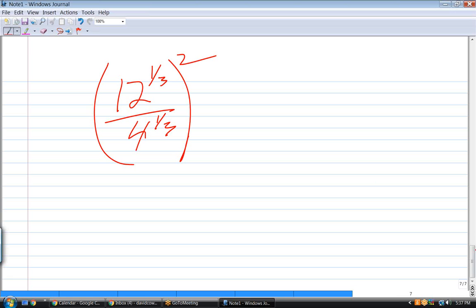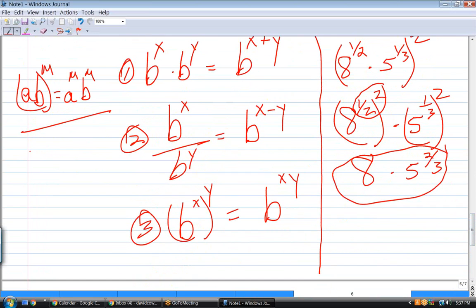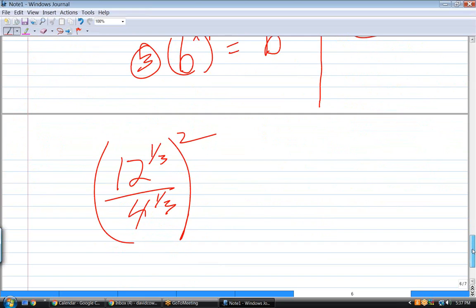And again, if we look back at those rules, there's one last one on the left. If I have A divided by B and the whole thing is to the m, then I can say that's the same as A to the m divided by B to the m. So those 5 rules will handle each of these problems.